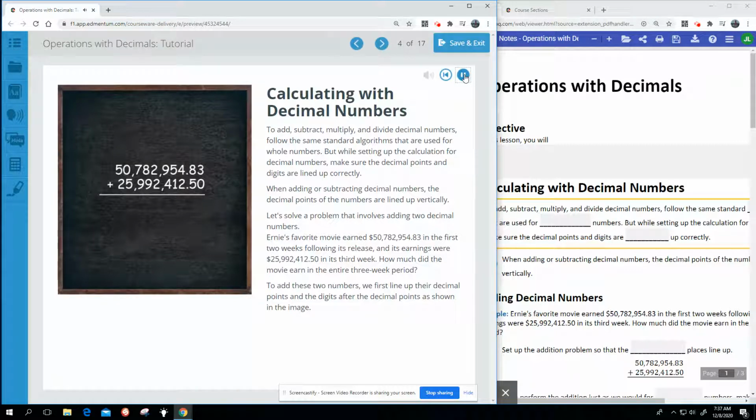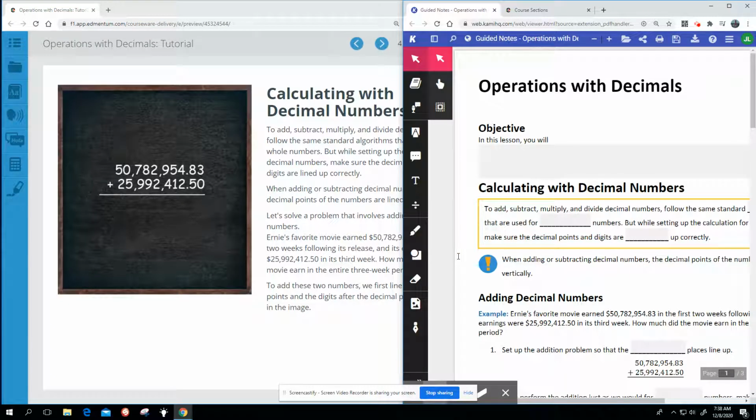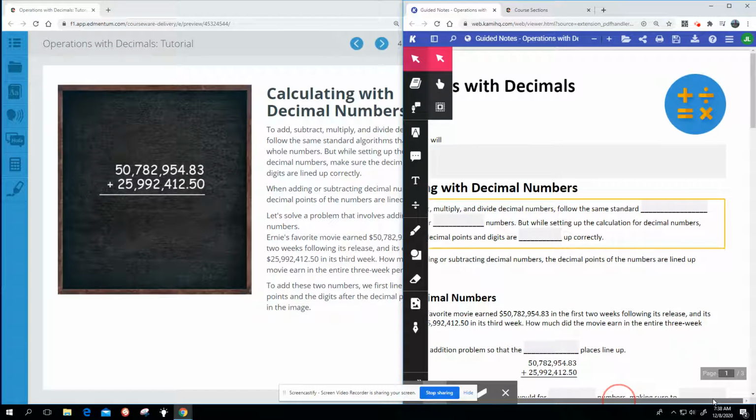Calculating with decimal numbers. So in your guided notes, make sure that you're filling in the information from the tutorial that we just read right in here. Fill in those blanks, please.